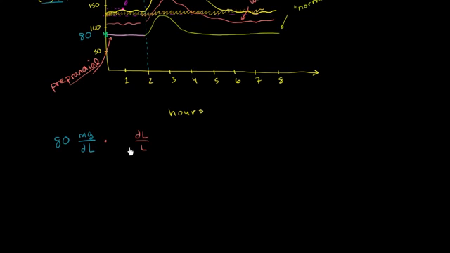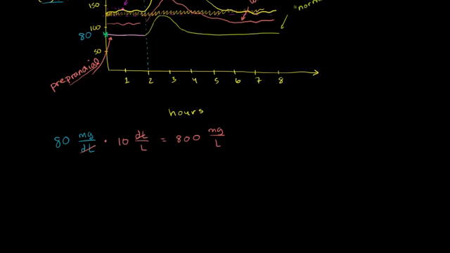And there are 10 deciliters per liter, and so that gives us 80 times 10, which is 800 milligrams. 800 milligrams per, deciliters cancel out, milligrams per liter.